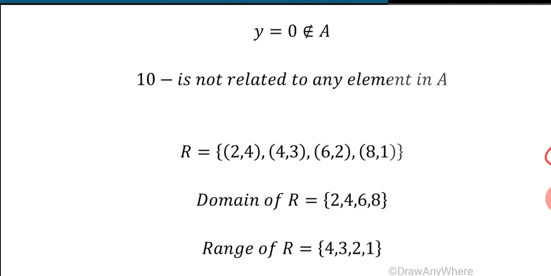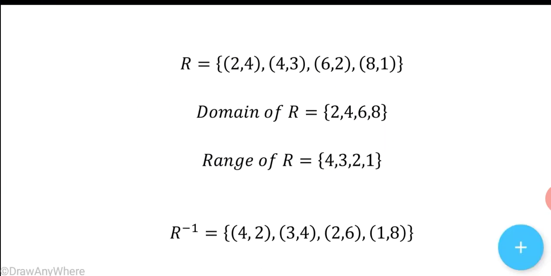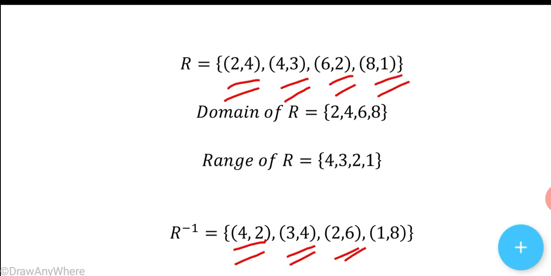Okay, the inverse of the relation, R inverse, is equal to, we have to reverse, interchange the elements. So in R we have 2 comma 4, in R inverse 4 comma 2. In R we have 4 comma 3, in R inverse 3 comma 4. In R we have 6 comma 2, in R inverse we have 2 comma 6. In R we have 8 comma 1, in R inverse we have 1 comma 8.